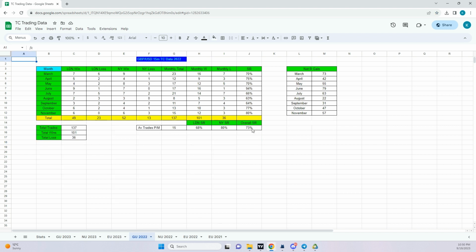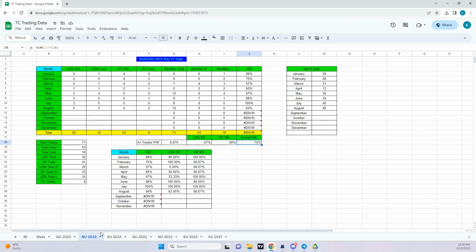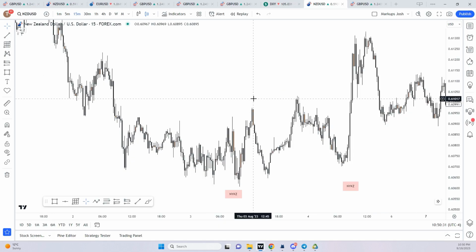GU 2022, I absolutely killed it. New York strike rate 80%, London strike rate 68%, overall strike rate 73%. But this year, GU has been a little bit less well performing, I will say. But my overall R gain for each month has still been rather respectable. Now, like I said, NU is my better performing pair in terms of strike rate over the past 8 months of this year.